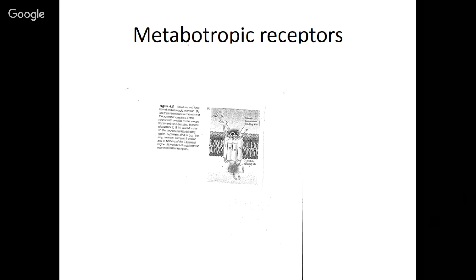Metabotropic receptors. So this is kind of a, let's see, you count 1, 2, 3, 4, 5, 6. Looks like 6 trans, no, it doesn't. It's got to be 7. So 7 transmembrane domains. The G coupled protein part is down here, and outside the cell here would be where the receptor would bind to the ligand or the neurotransmitter.